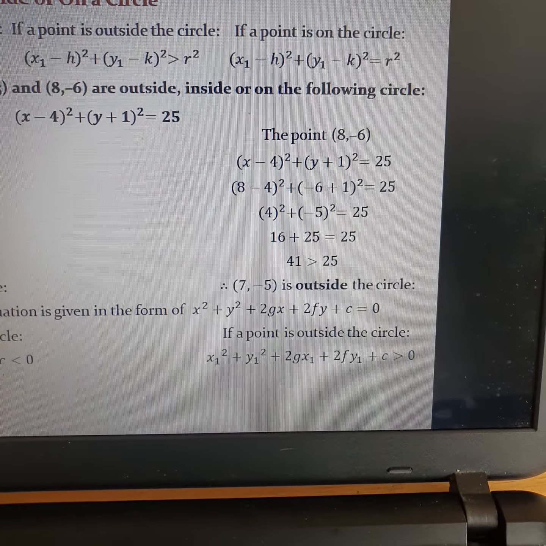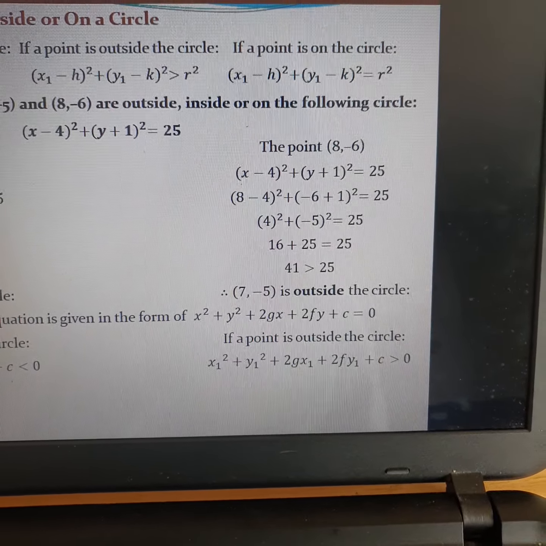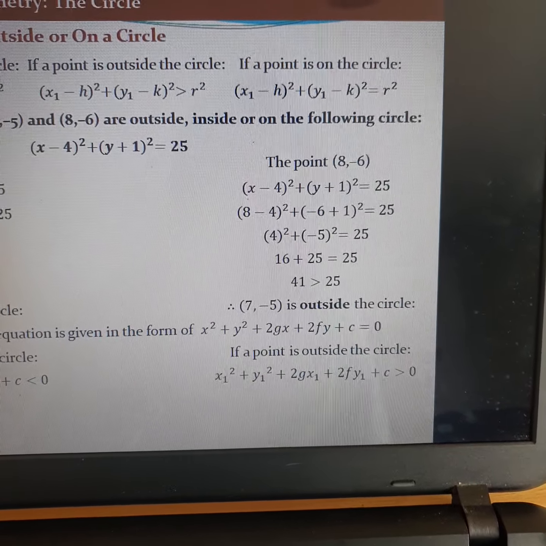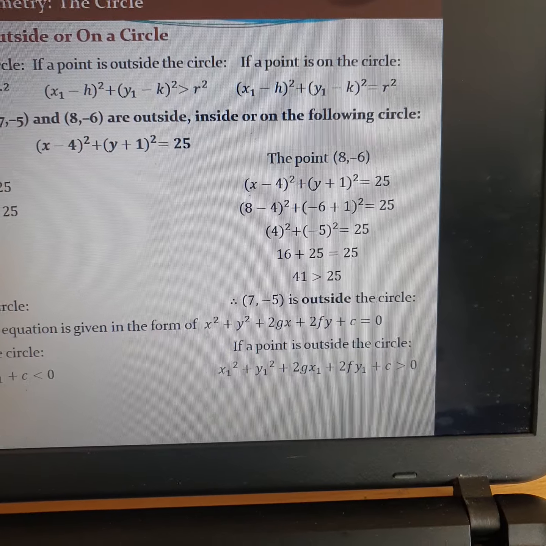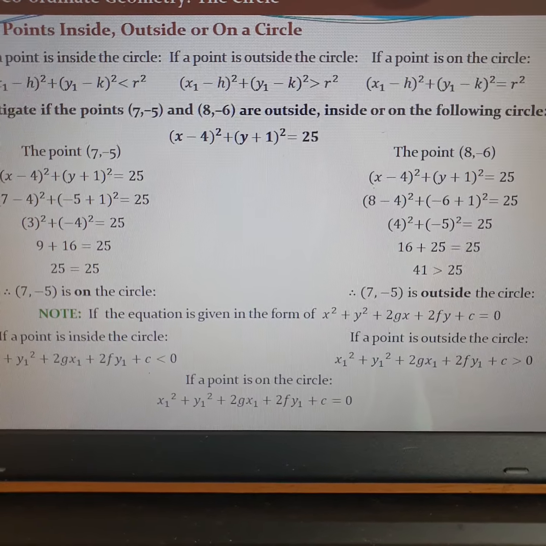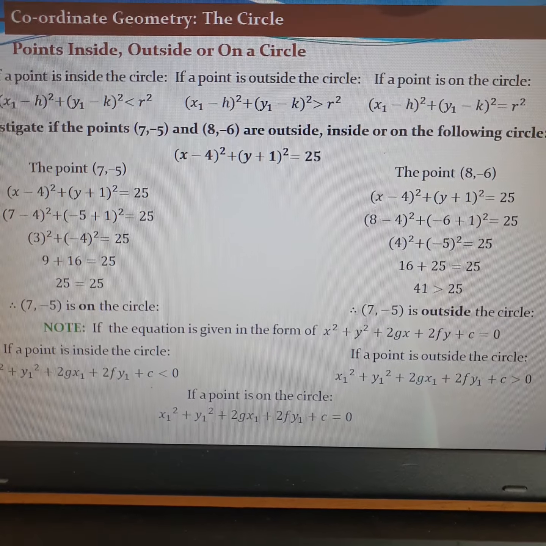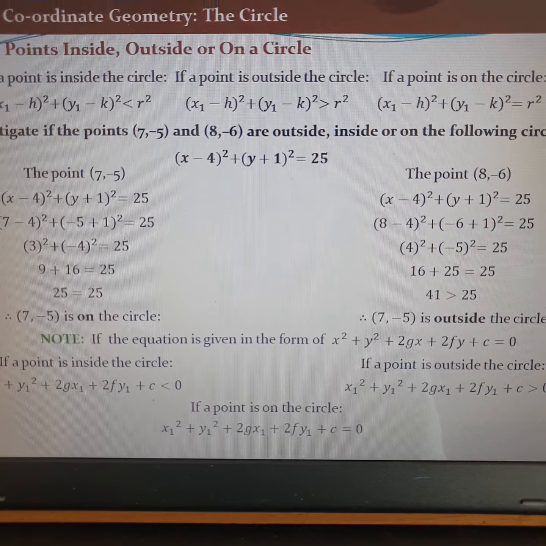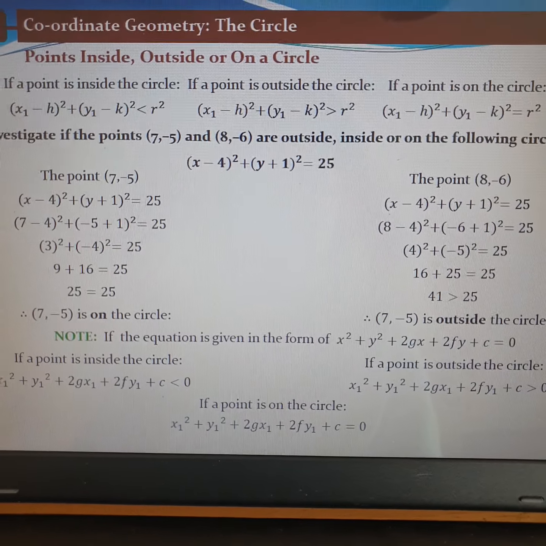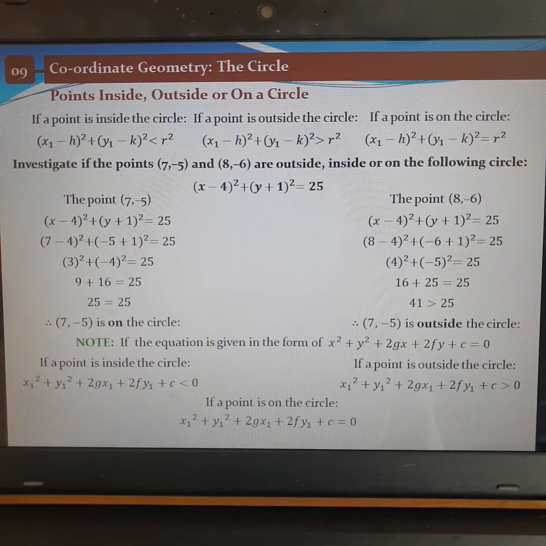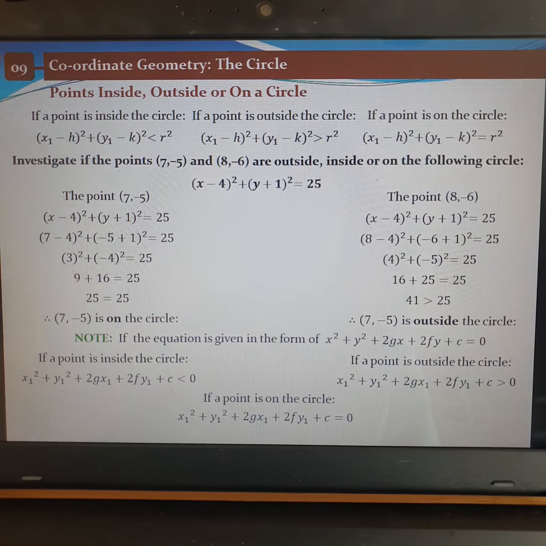If the point is outside the circle, then x1 squared plus y1 squared plus 2g times x1 plus 2f times y1 plus c is greater than 0. It's outside the circle. And then finally, if a point is on the circle when it's in that format, then x1 squared plus y1 squared plus 2g times x1 plus 2f times y1 plus c is equal to 0. Okay, so also important to take down those notes on this slide.